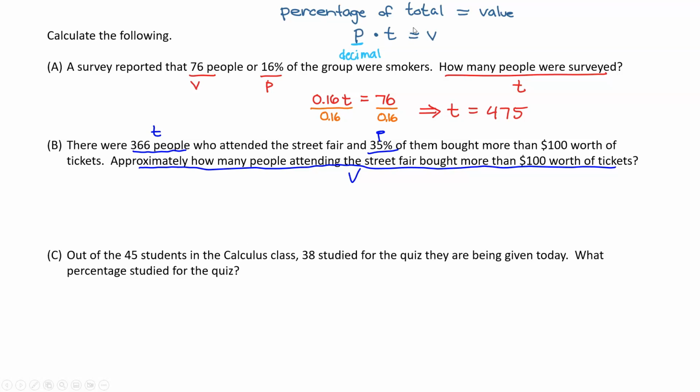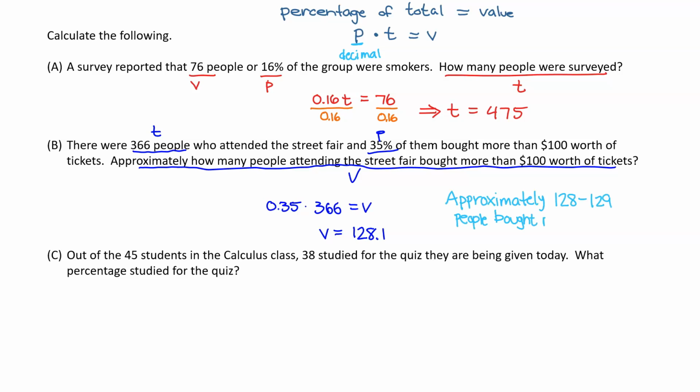So again, using this general format to set it up, you're going to have 0.35 times 366 equals the value. And this is just carrying through the multiplication. You get 128.1. So you would round to about either 128 or 129 people bought more than $100 worth of tickets. And you see if you actually do 128 over 366 and 129 over 366, they're both about equal to 35%. So one's just a little bit below it, one's a little bit above it.